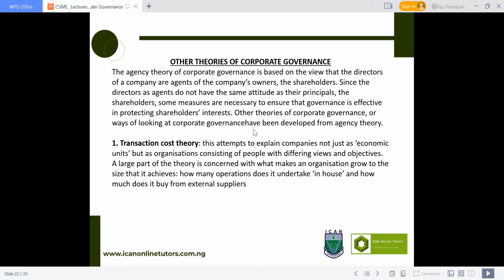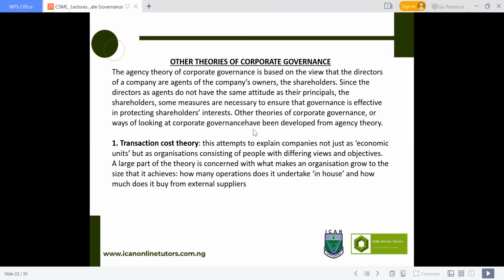So we have been talking about one of the theories that we just finished talking about now, which is agency theory. So we have other theories in corporate governance as well, apart from agency theory. We have the one here called transaction cost theory. And transaction cost theory attempts to explain companies not just as economic units, but as organizations consisting of people with diverse views and objectives. A large part of this theory is concerned with what makes an organization grow to the size that it has achieved.